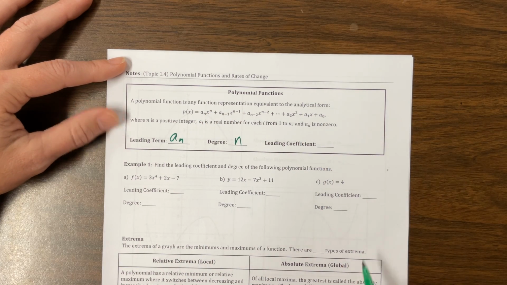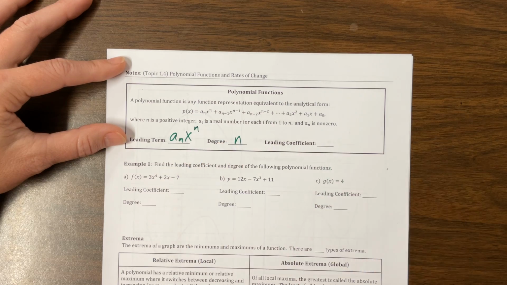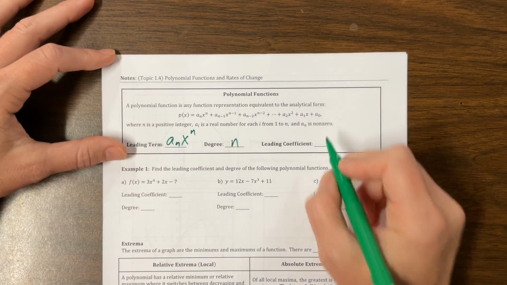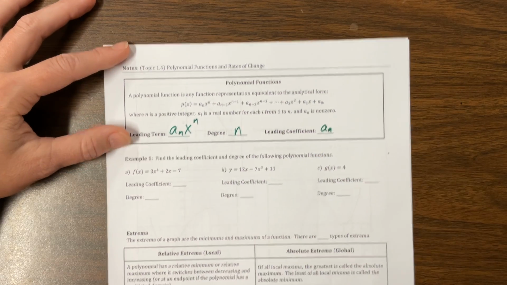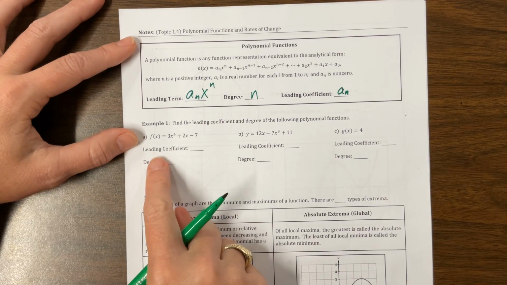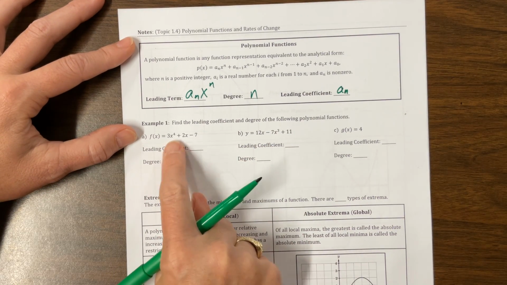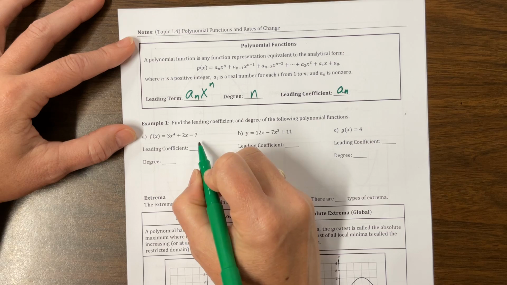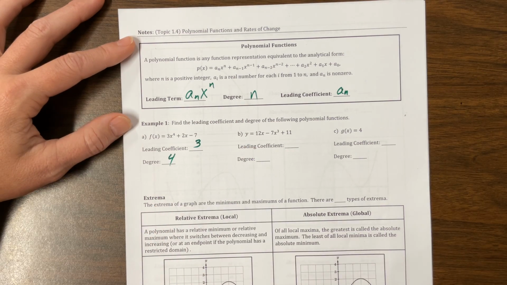Leading term. Oh, the whole term. Okay, my bad. It is a sub n times x to the n, and then my leading coefficient is a sub n. Okay, on this one, I see 3 terms. The largest degree is 4, and the leading coefficient is 3.